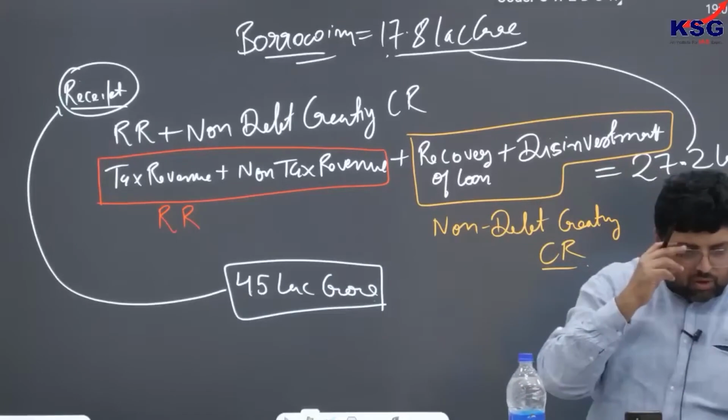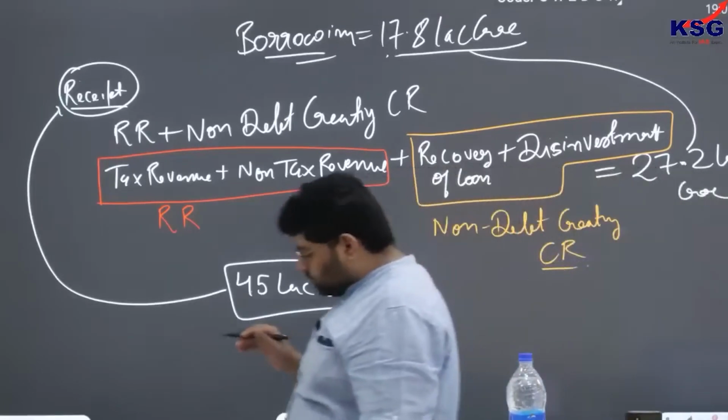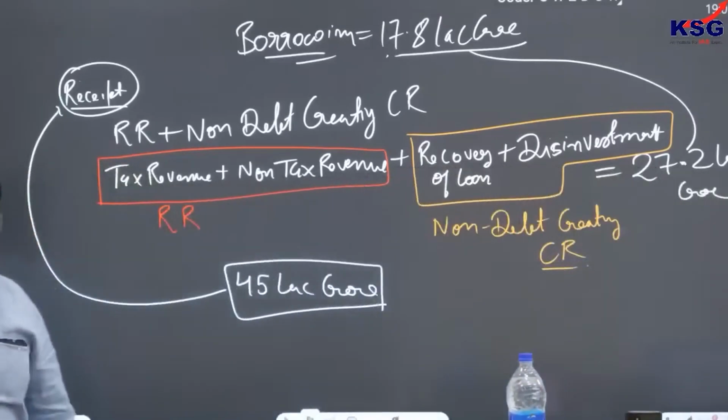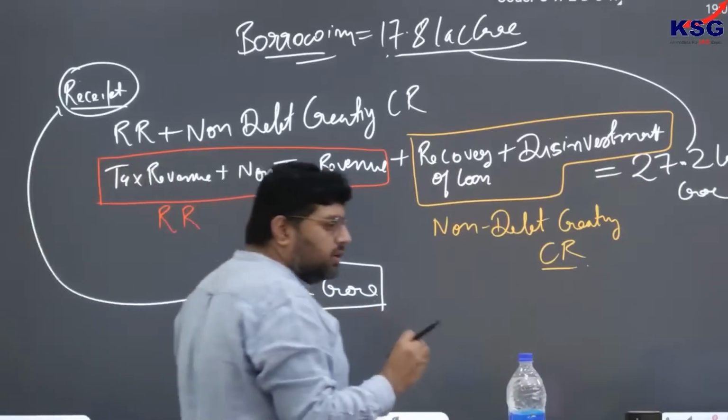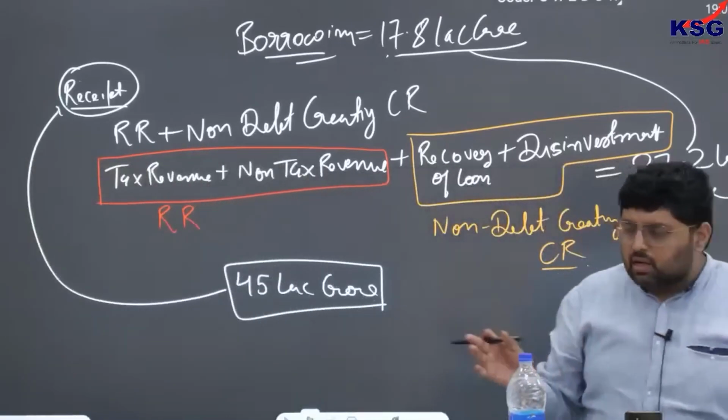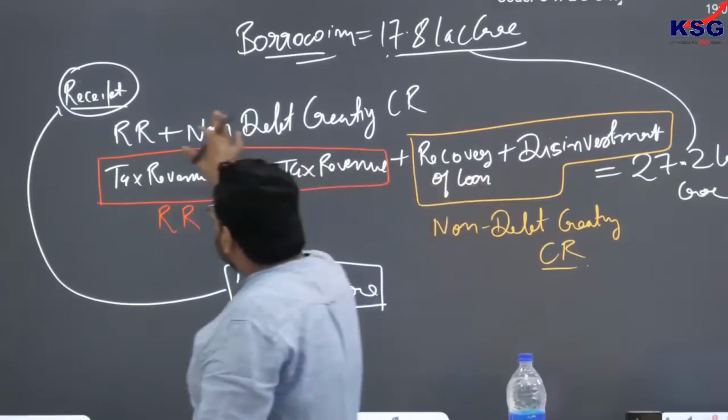Clear? This is what you have to understand. Next, they can ask you which expenditure is more. Revenue expenditure is more than capital expenditure. Now if you see, come to the receipt side.